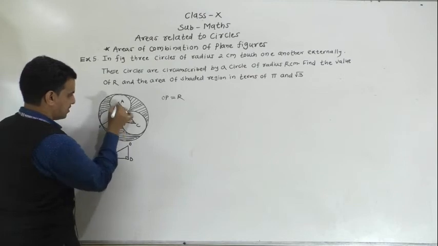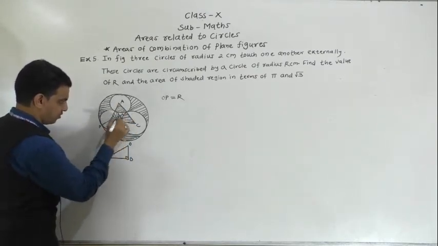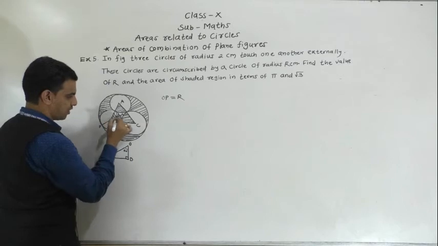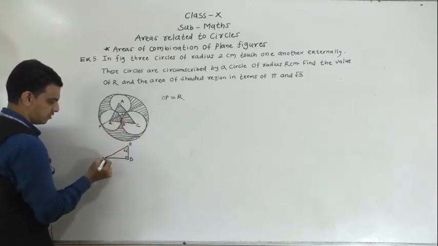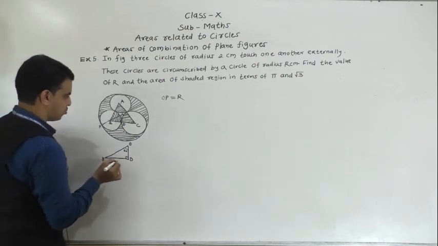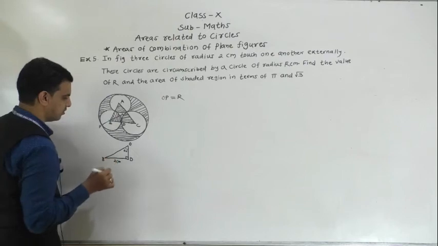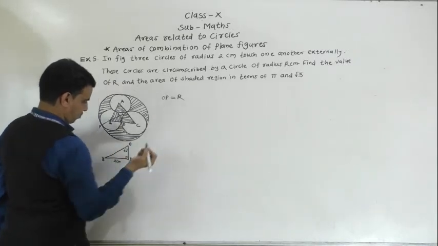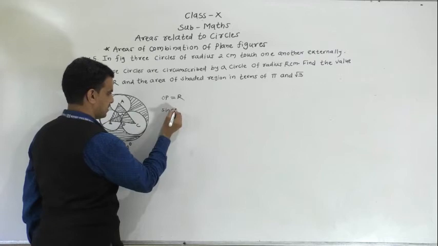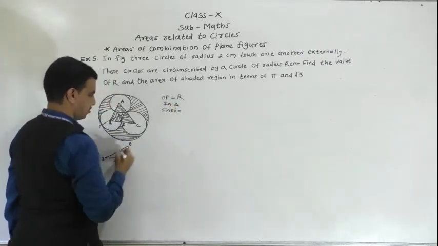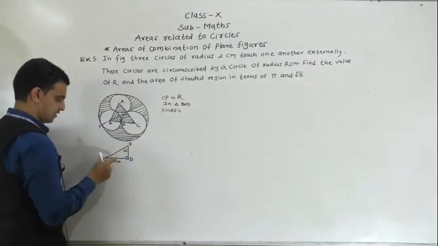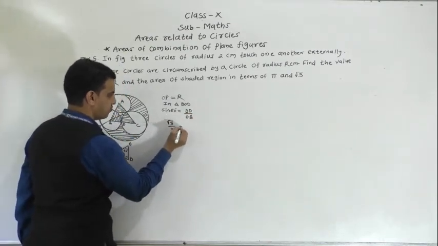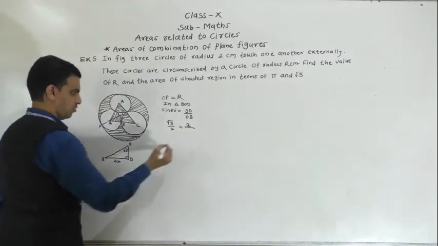Now we know that this is an equilateral triangle, so this angle is 60 degrees, because the total angle BOC is 120 degrees, so half of that, angle BOD, is 60 degrees. And this BD is 2 centimeter, and we have to find OB. So if we use sine of 60 degrees in triangle BOD, sine 60 is equal to BD upon OB. So sine 60, that is √3/2, equals BD, 2 centimeter, upon OB.